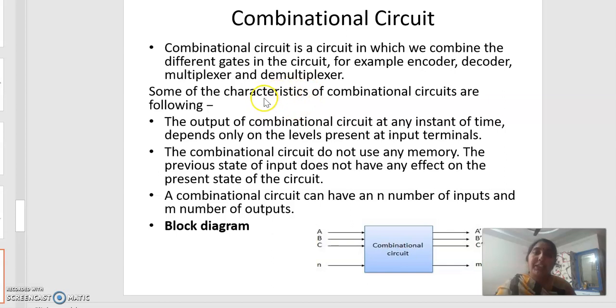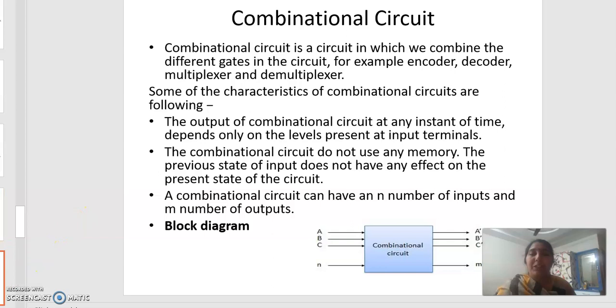Some of the characteristics of combinational circuits are: the output of a combinational circuit at any instant of time depends only on the present input terminals. Combinational circuits do not use any memory elements, so the previous state of the input does not affect the present state of the circuit. A combinational circuit can have n inputs and m outputs. This is the block diagram of a combinational circuit.